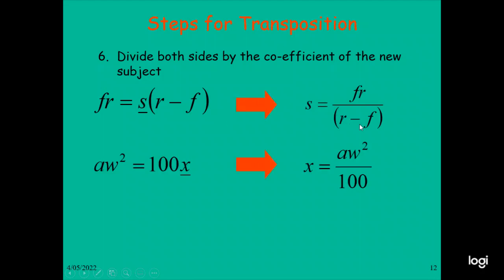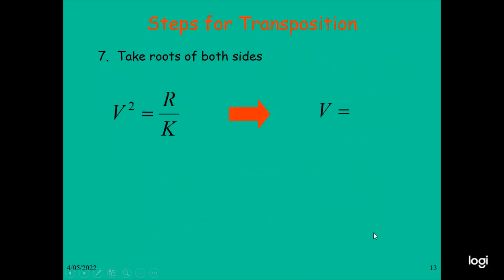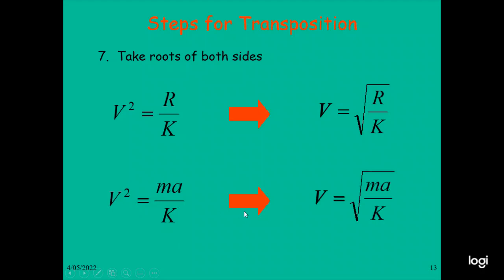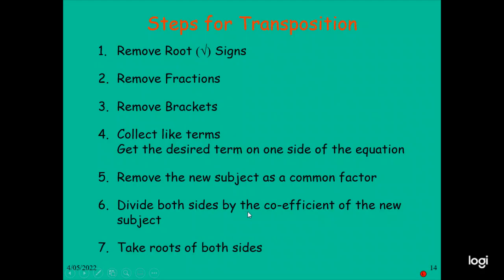A W squared equals 100 H. In this case, H equals A W squared divided by 100. P equals K V squared. In this case, V squared equals P by K. Take the root of both sides. V squared equals P by K, so V equals square root of P by K. So the steps of transposition: you have to remove the square root sign, remove the fraction, remove the bracket, collect the like terms, get the desired term on one side of the equation, remove the new subject as the common factor, divide both sides by the coefficient of the new subject, and take roots of both sides.